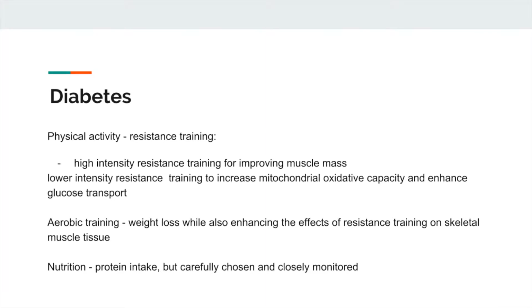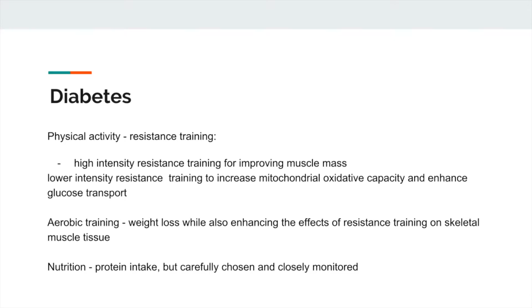Diabetes. Resistance training, as shown in the Module 3.1, has a good effect on muscles in sarcopenic patients. In addition, it improves mitochondrial function, which is usually altered in patients suffering from type 2 diabetes. Resistance training programs should include both high-intensity training for improving muscle mass and lower-intensity training to increase mitochondrial oxidative capacity and enhance glucose transport. Then, training muscles get the glucose they need and blood glucose level drops. In addition, it helps in prevention of cardiac problems which often occur in diabetic people.